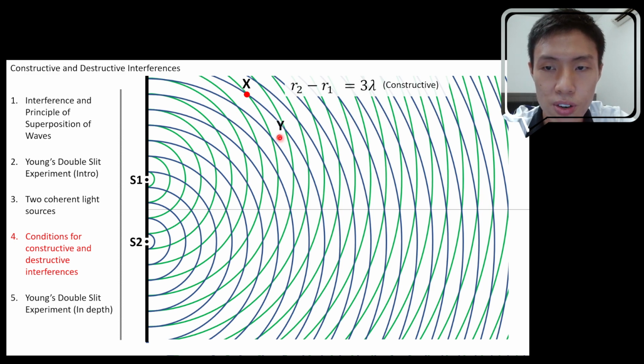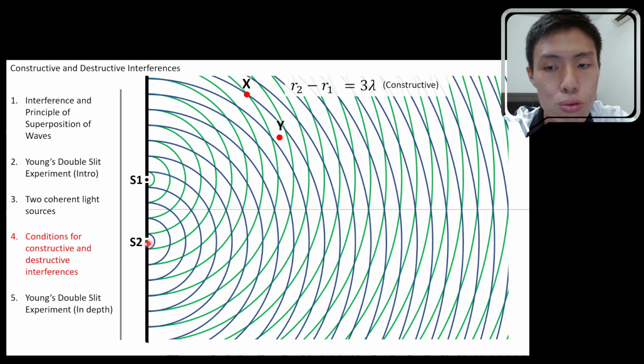Point Y over here, you can see that for the slit 1 wave, the green wave, the slit 1 wave will arrive at this point with a trough, because this point Y is exactly between this green wavefront and the next green wavefront. It's exactly in the middle. So you know that the slit 1 wave that arrives here will be a trough.